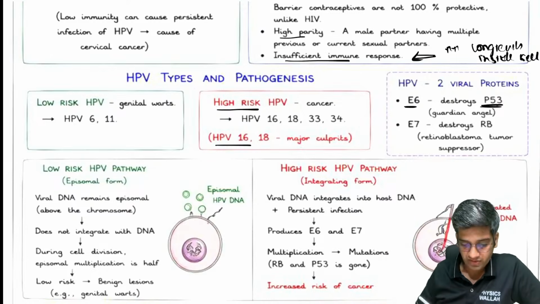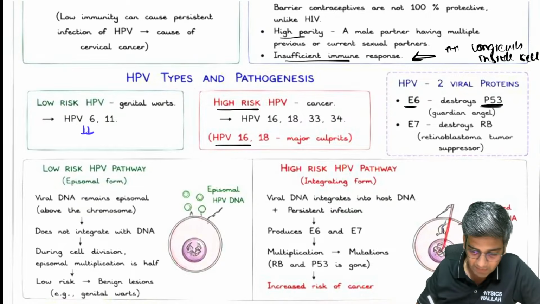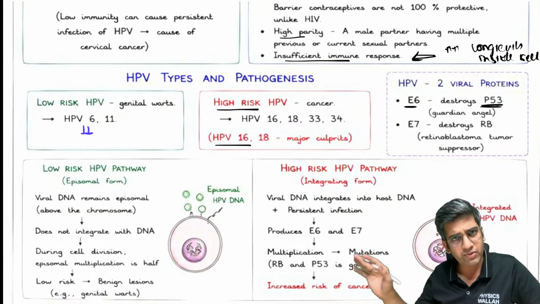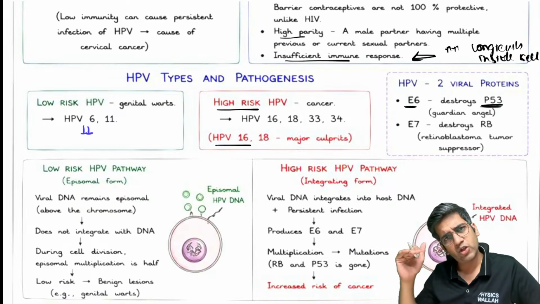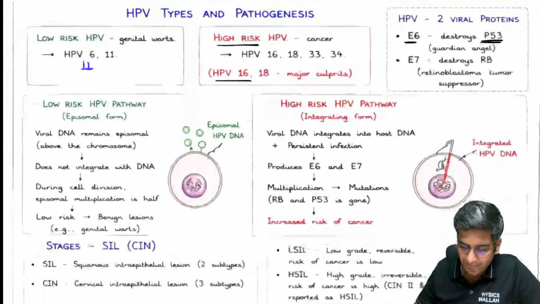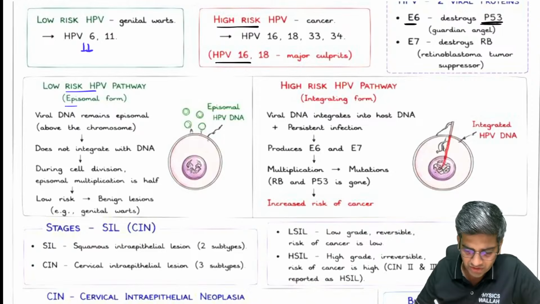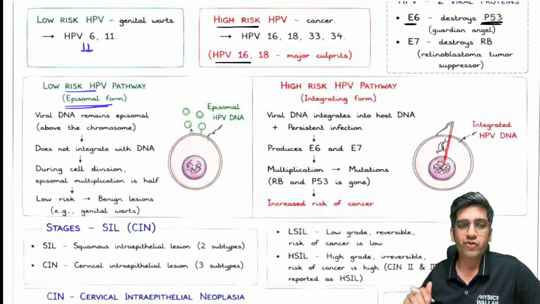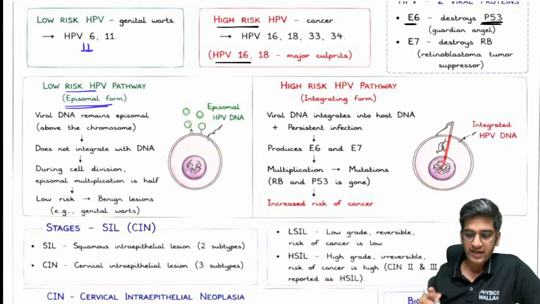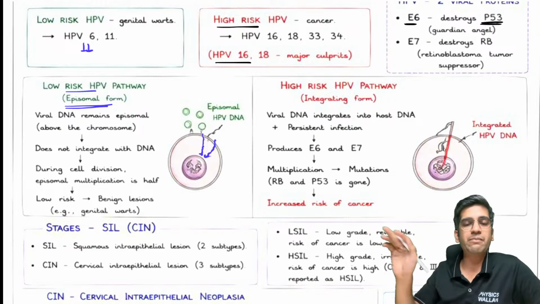The most important difference here is that the low-risk HPV virus will also have the same E6, E7. High-risk HPV virus will also have the same E6, E7, right? So the pathogenesis changes like this. Low risk is always in the episomal form. They are not integrated into the DNA. They're just above the DNA, right? So they impact the DNA of the host, but it is an indirect impact.